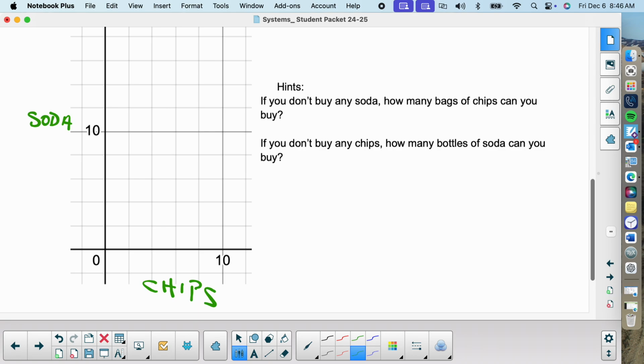Yeah. So we can buy 10 bags of chips and 0 bags of soda. I mean, a bag of soda would be weird, but maybe we'll make it like Quick Trip bags of milk. Okay, so (10, 0). And then somebody can help me with the soda one.